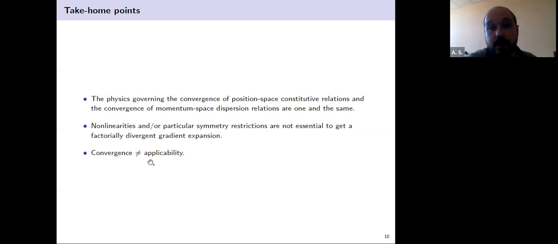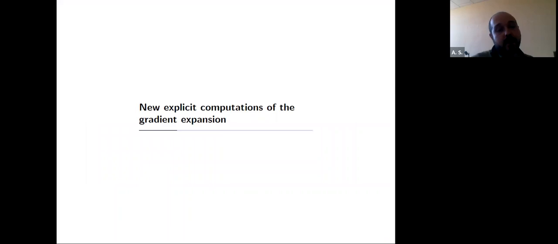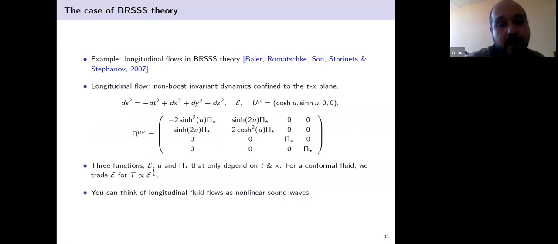Okay. So with this in mind, I'm going to move now to the fully nonlinear level and discuss first some new explicit computations of the gradient expansion in relativistic hydrodynamics beyond the realm of comoving flows. The example I'm going to be focusing on is that of a longitudinal flow in BRSSS theory. So I'm going to tell you first what a longitudinal flow is, and then I'm going to tell you what BRSSS theory is. Then I'm going to explain how to compute the gradient expansion in this particular model, and then I'm going to show you the results that we obtained.